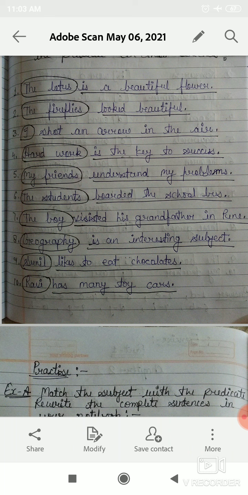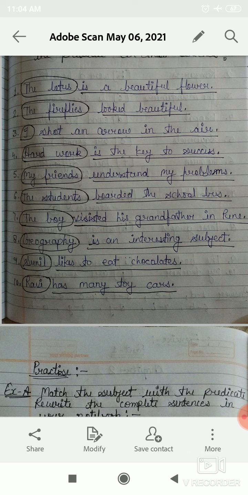Now next, number 7. Number 7 is: the boy visited his grandfather in Pune. Tell me which part of the sentence is subject. Here the boy is a subject, and the remaining group of words, visited his grandfather in Pune, is the predicate. So students, you have to circle the words the boy and underline the group of words visited his grandfather in Pune, because this is a predicate.